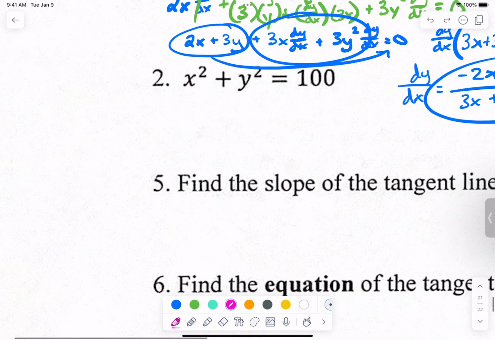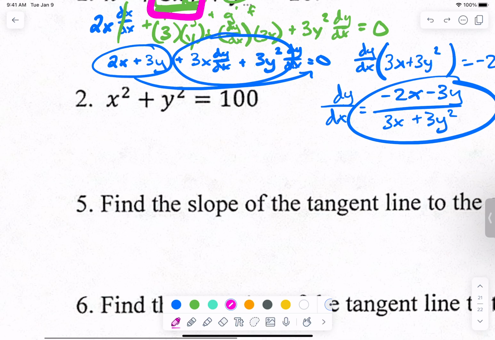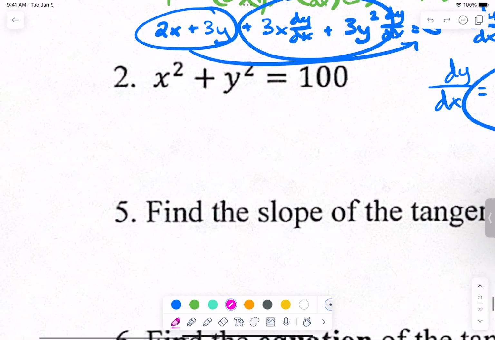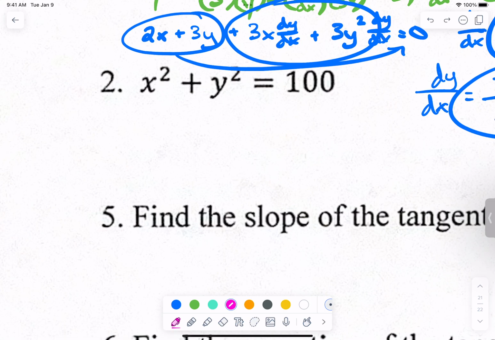So starting with number 2, the second number 2, which is actually number 3. We have 2 number 2s. Okay? And this one should be easier than 1 and 2 because why? Why is it easier? You don't have to do the product rule. Okay? So derivative of x squared, 2x, derivative of y squared, 2y dy/dx. Yep. Derivative of 100 equals 0.